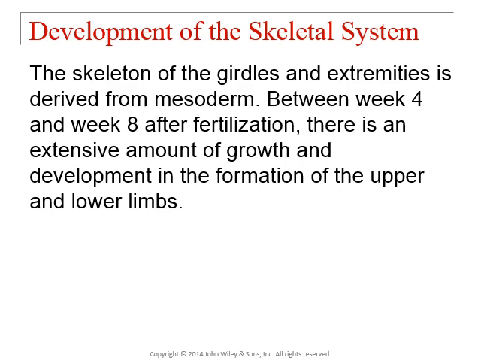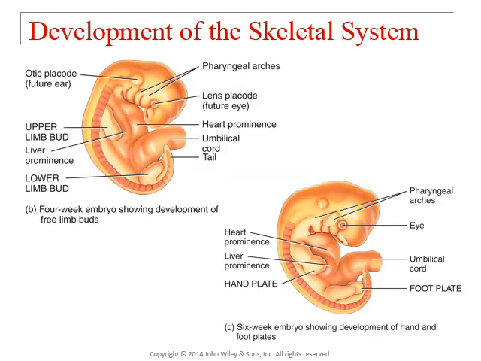Now, the skeleton of the girdles and extremities is going to be derived from mesoderm. Between weeks 4 and 8 after fertilization, there's quite a bit of growth in the formation of both the upper and the lower limbs. Here you see a 4-week embryo on letter B, showing development of the free limb buds. You can see the upper and the lower limb bud as more or less projections more than anything else. By the 6th week embryo, you see the hand and foot plates starting to form. You can see almost a little bit of a neck and a head to those particular parts of the upper and lower limb bud. These are known as the hand and foot plates. These are going to be the precursor to the phalanges, the wrist, as well as the phalanges and the ankles of the foot.